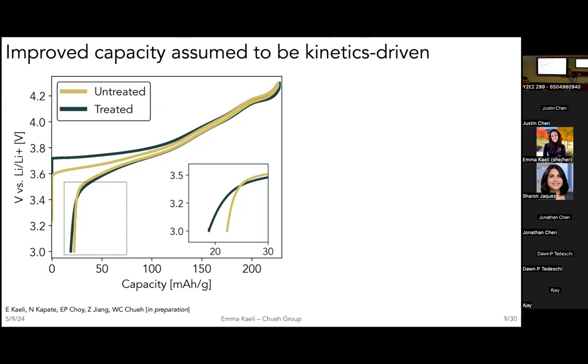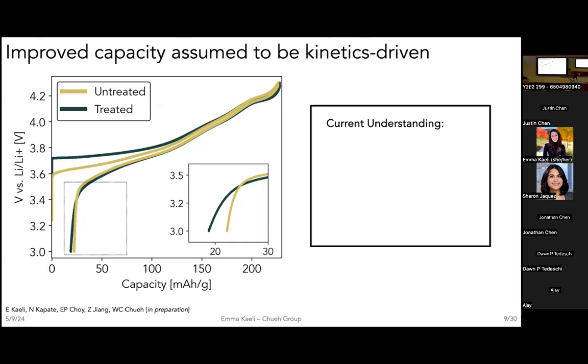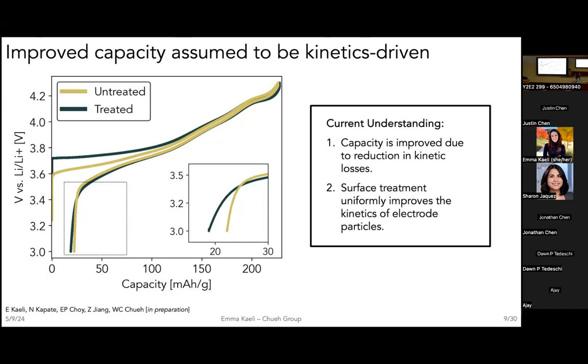And so if we're trying to understand this minute but reproducible difference in discharge behavior when we're going between the untreated and treated, let's take a look at the current understanding of how this surface treatment impacts our materials. So first, the current understanding is capacity in this case is improved due to a reduction in kinetic losses. By removing those lithium hydroxide, lithium carbonate surface layers, we're removing the resistive layer, just improving kinetics.